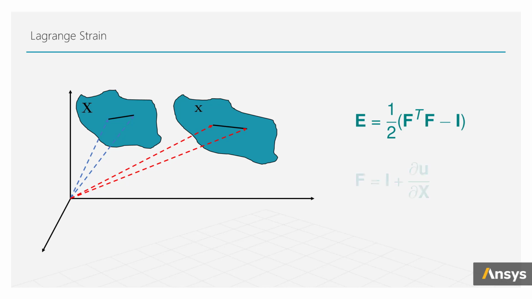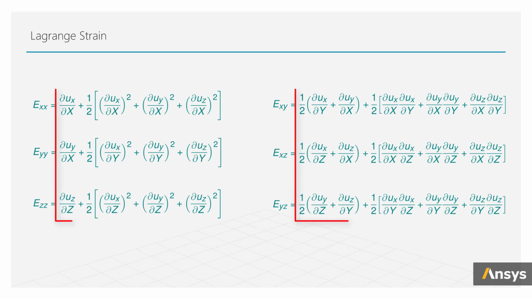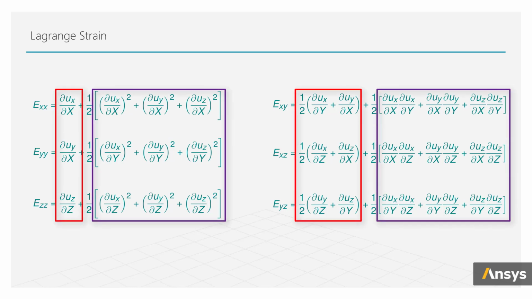Since F is written as a function of displacement field, we'll substitute that relation here and expand the definition of large strain. Once we do that, this is what the individual components of the Lagrange strain tensor look like. If you observe carefully, each component of the strain tensor has a linear and a quadratic component. Now, these relations can be used to distinguish between the large and small deformations.